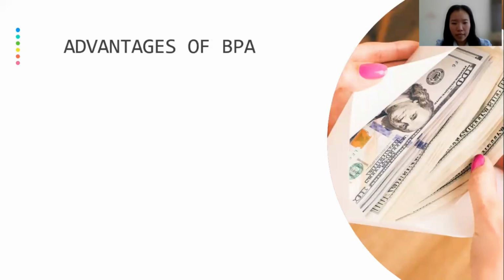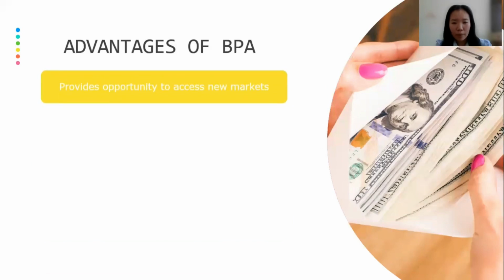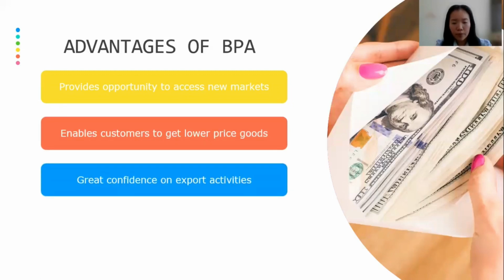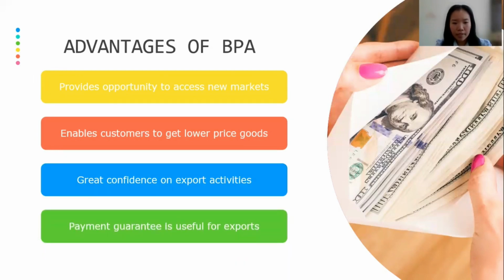The use of BPA provides advantages such as opportunities to access new markets, enables customers to get lower prices of goods, and provides great confidence on export activities. Last but not least, payment guarantee is useful for exports, especially for the domestic currency, as it eliminates credit and exchange risk. That's all from me.